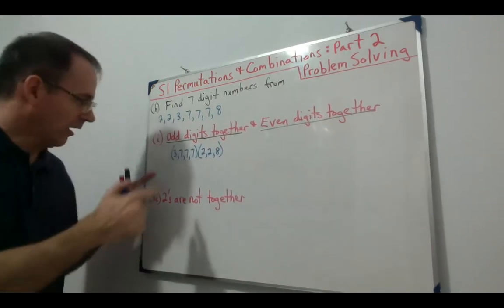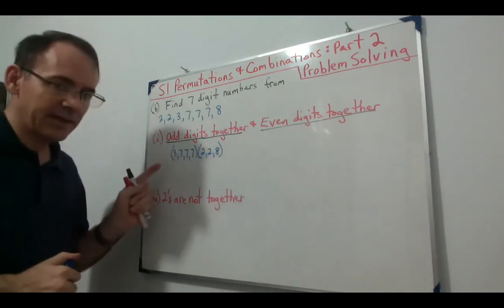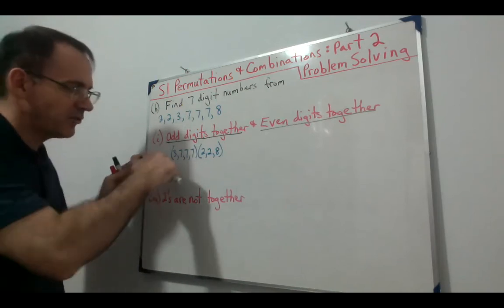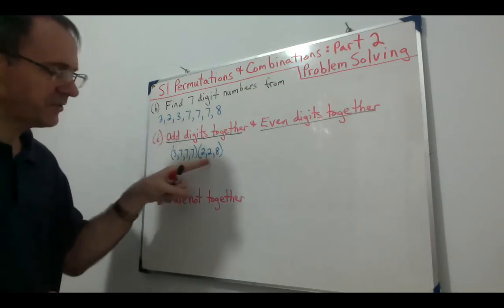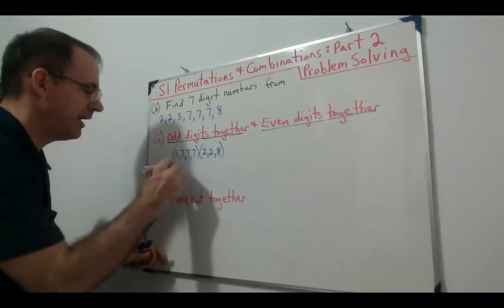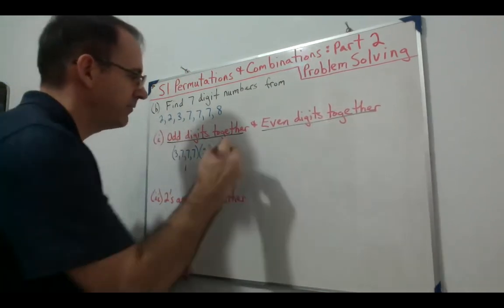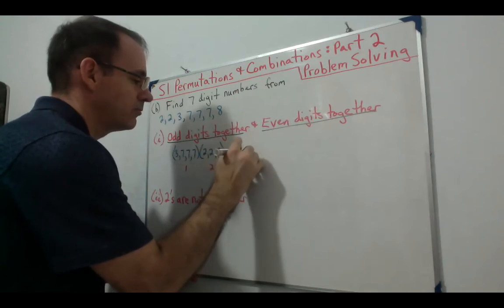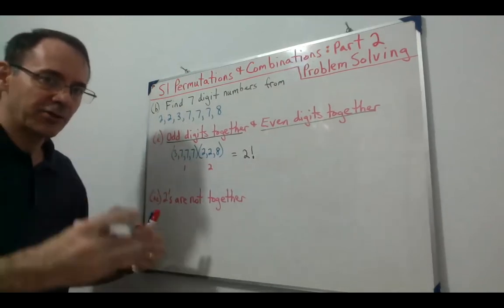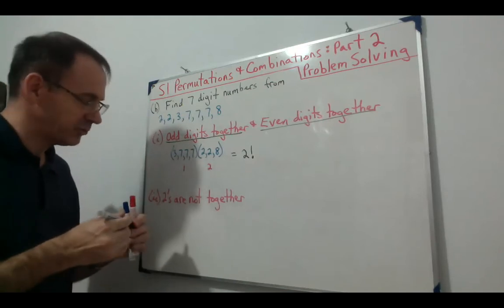So remember, our group is put into parentheses and counts as 1 as far as our line goes. And then these evens are put into a group and count as 1. So when we look at the groups, we have 2 groups. So that means we have 2 factorial, because we have 2 groups. There's 2 ways of arranging these 2 groups.